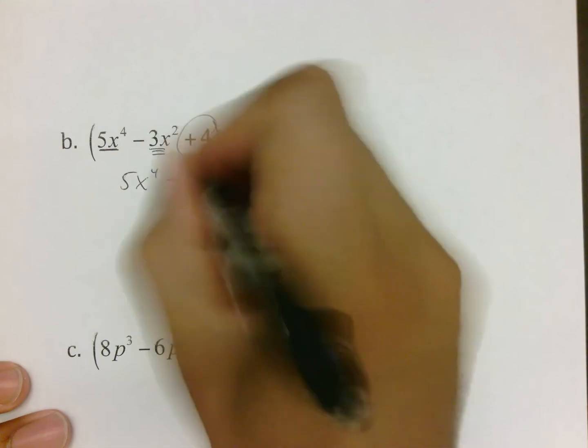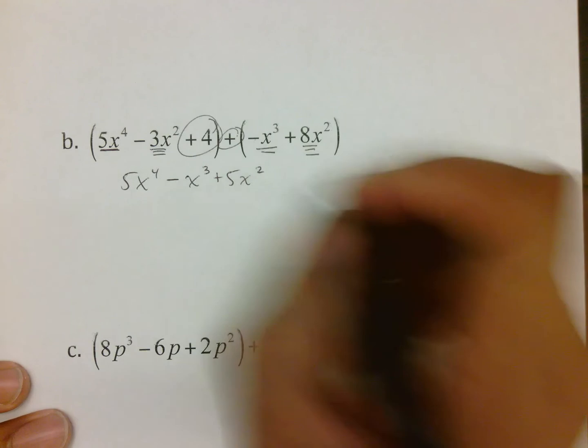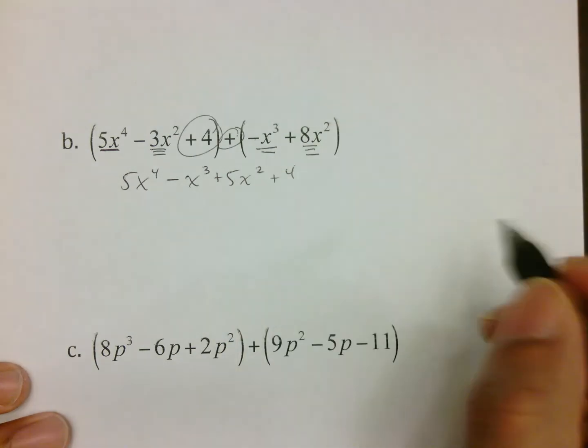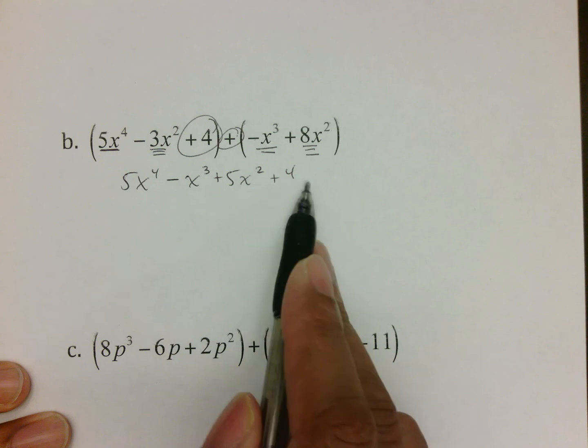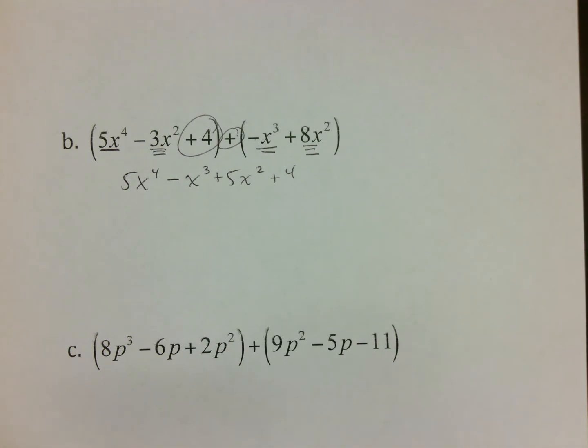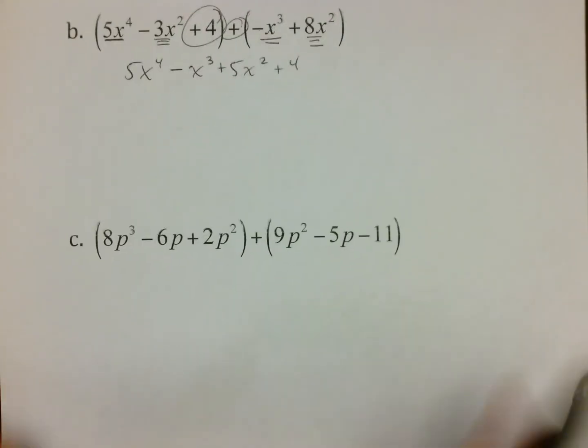And the last thing that is there is no variable whatsoever because there's no x's, so we simply bring down our plus 4. And again, notice standard form, 4, 3, 2, 0. That is your standard form that you are looking for. Alright, one more example before we move on to the lesson.